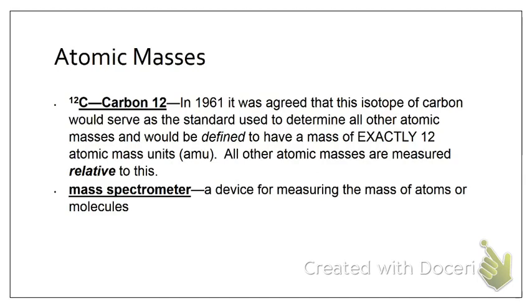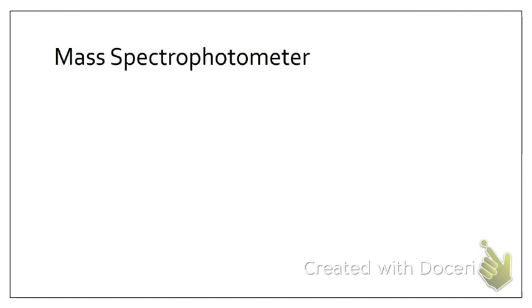A mass spectrometer is a device used to measure the mass of atoms or molecules. That's what you're going to watch a video on. It's going to explain a little bit more how it works.